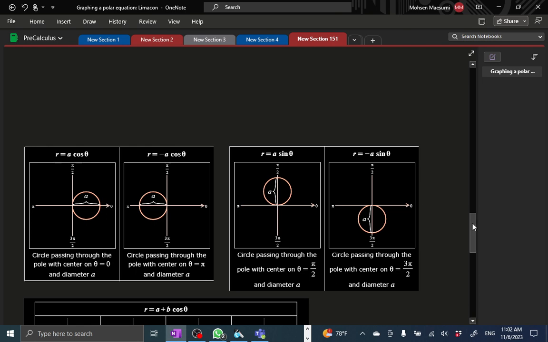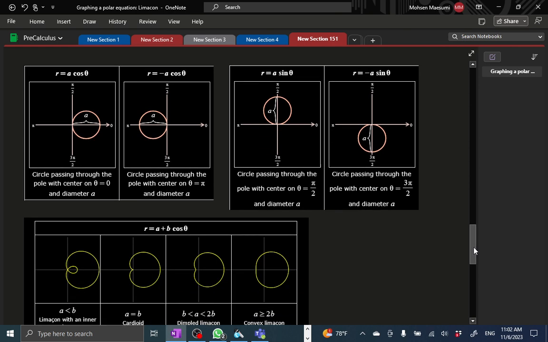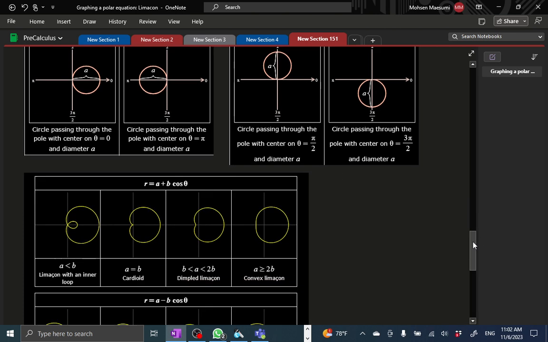Now we are going to graduate and go one level up, meaning we are going to add a number to the right hand side of this equation. The way it is written in your textbook or your software, the number that's added is called A, and the number in front of cosine is called B. It doesn't matter however you want to label them.